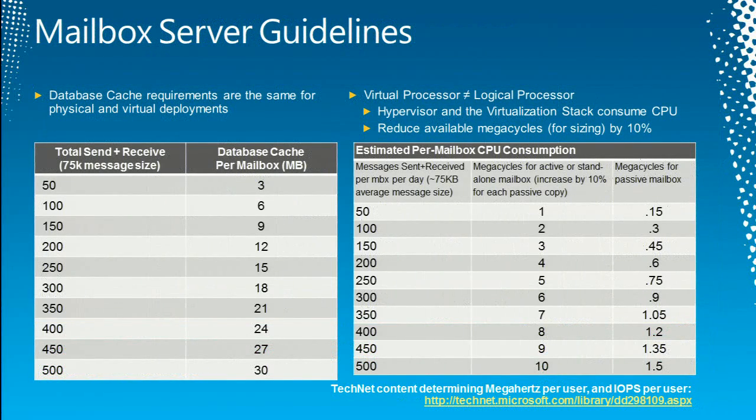In terms of mailbox guidance, again, this is pulled from the physical guidance as well. You see here the send and receive 75K messaging sizes. So if it's 50, your cache per mailbox is 3, going right up to 500 down to 30. When it comes to virtual processors and logical processors, that one-to-one relationship will enable you to keep those high levels of performance. So very, very important. When you're scaling it out, don't think, I'm going to give every Exchange virtual machine 4 virtual processors, even though my host has only got a total of 4 cores.